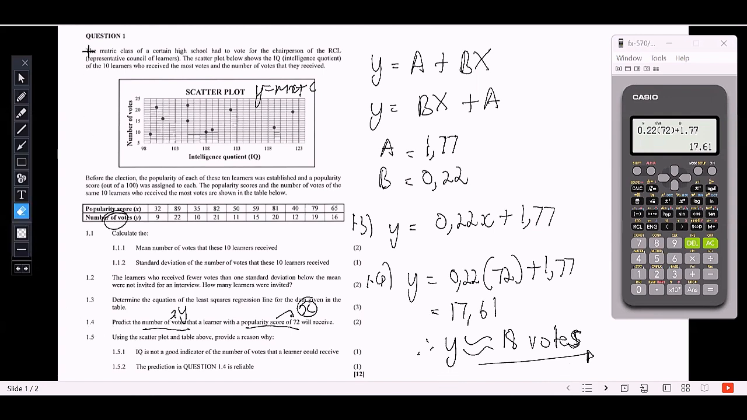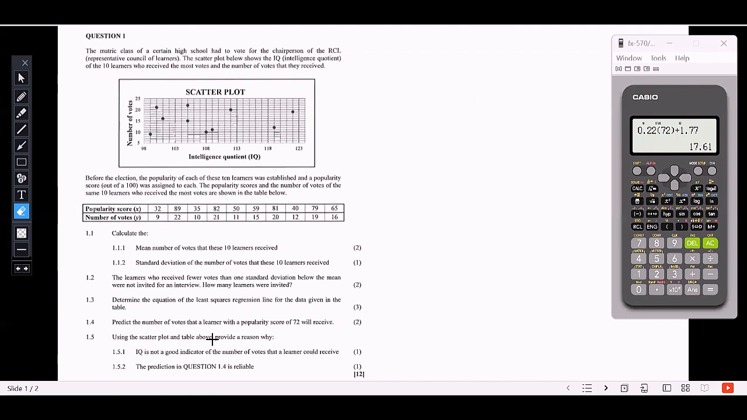Then 1.5, it's saying using the scatter plot and table above, provide a reason why IQ is not a good indicator of the number of votes that a learner could receive, right? So the reason that it is not a reliable piece of information or prediction is because, as we can see here, the points are all scattered, right? So we can mention that points are scattered all over.